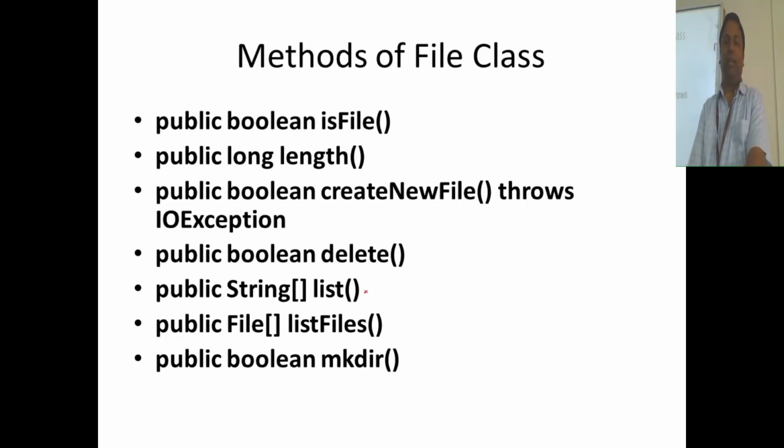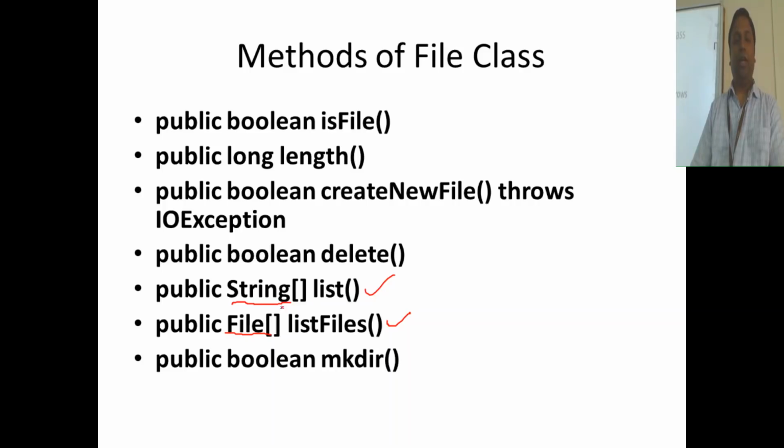We can get the list of files in a directory. What it returns is an array of strings. You can also get the list of files returned as File objects themselves. So we'll be looking at these two methods, and then we'll directly move to IO streams. We'll refresh our concepts on IO streams again.